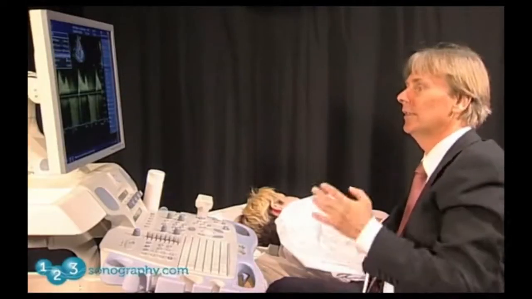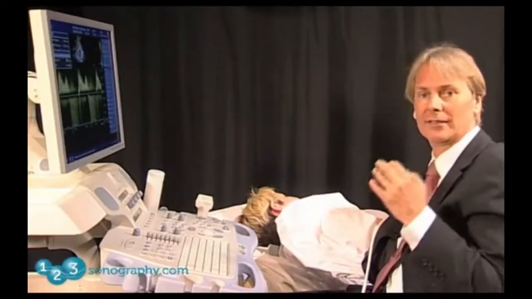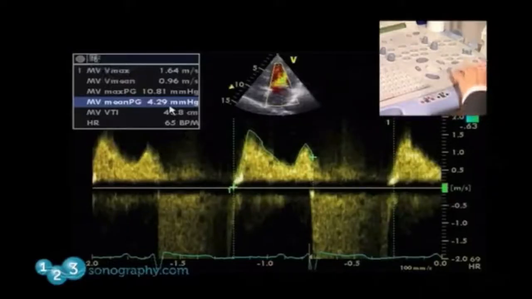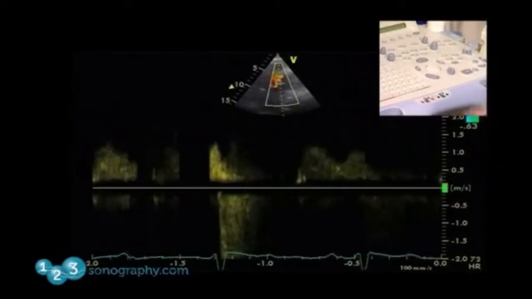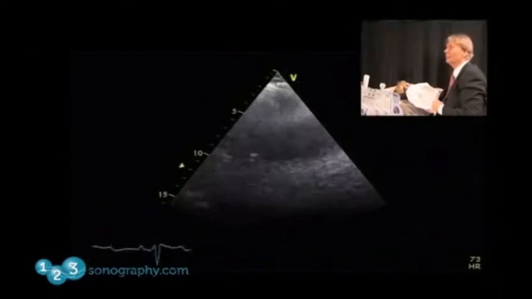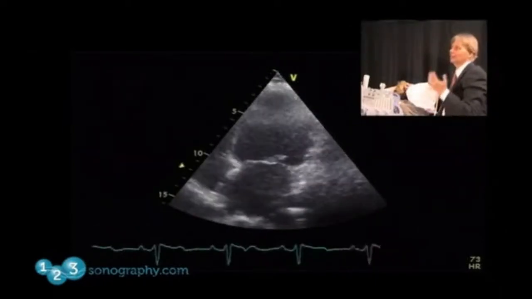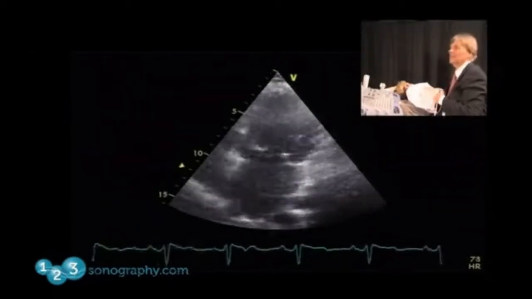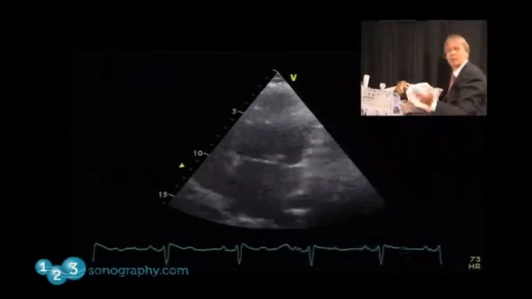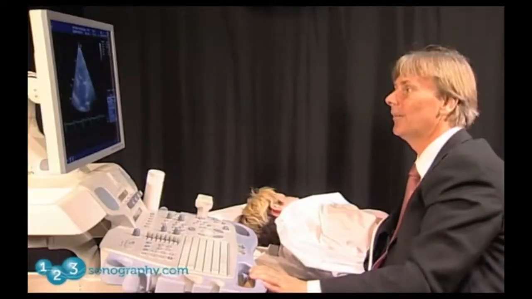So in summary, this patient has a typical rheumatically affected mitral valve with rheumatic stenosis and with very low mean gradient and a mitral valve area above 2 square centimeters. So it's certainly only mild.